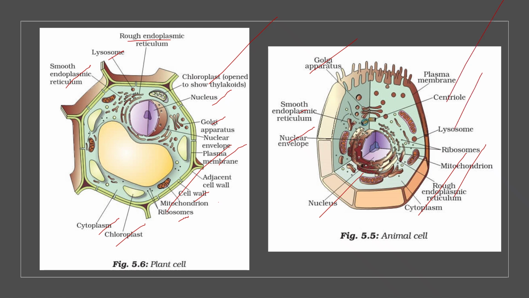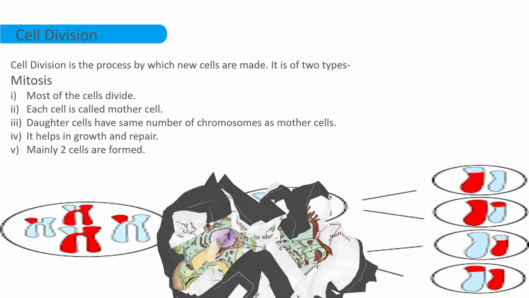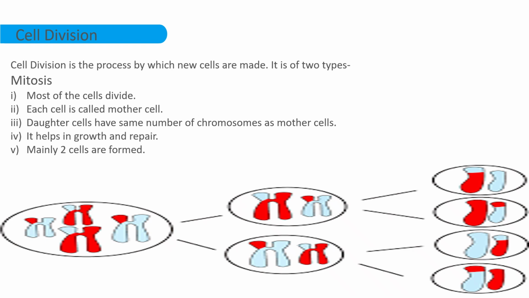Now we are going to study cell division, another major important topic. Cell division is the process by which new cells are made. It is of two types. First, mitosis. Most of the cells divide. In this process, every cell is dividing. Each cell is called a mother cell. So this is the mother cell. This is the first mother cell.